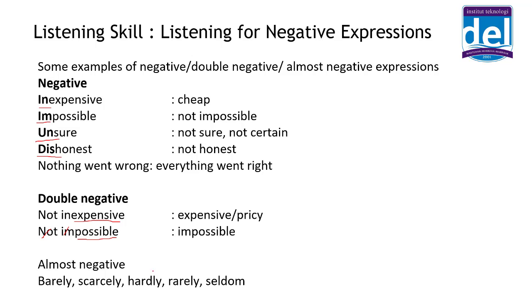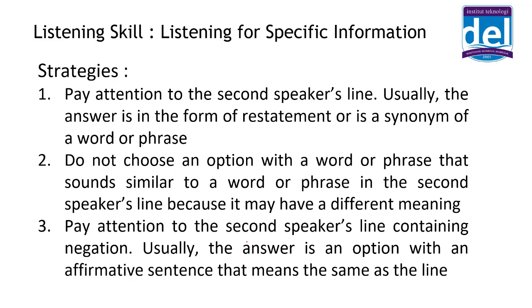And then the last one is the expression for almost negative expressions. So something like barely, scarcely, hardly, rarely, and seldom. So for example, if I say to you, I barely can eat, I ate, but I actually ate just a little bit. Okay, so it doesn't mean that I don't eat, but I eat only a little bit. Something like that. Okay, so that's the meaning of almost negative expressions. So we're going to look at the examples one by one.